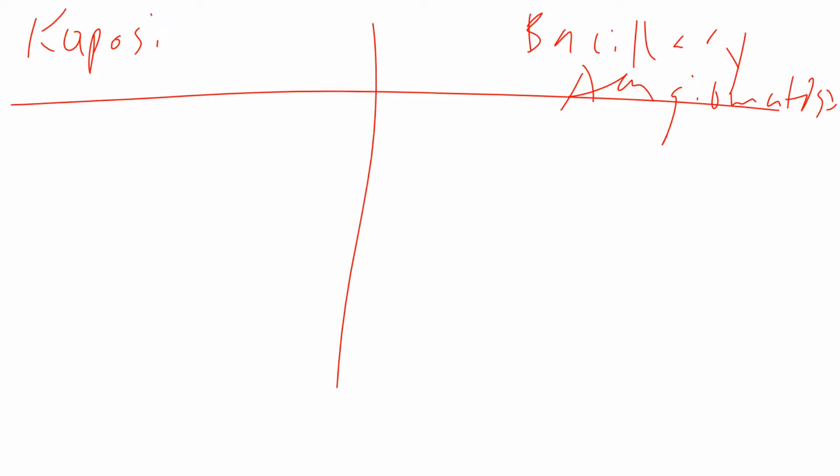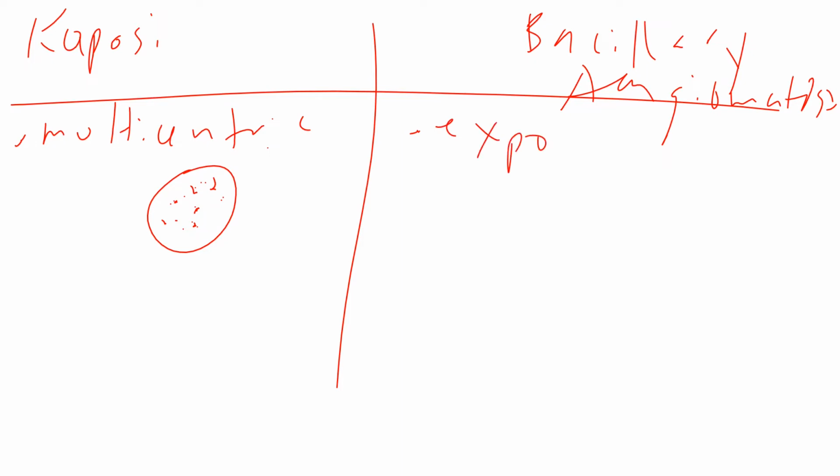How do you do that? Well, Kaposi has multi-centric lesions, lesions that are kind of close to each other. If this is an area, they're really close to each other like that. Versus bacillary angiomatosis, which has exophytic, pedunculated lesions. This literally pops out like a pimple. It's on a stalk.